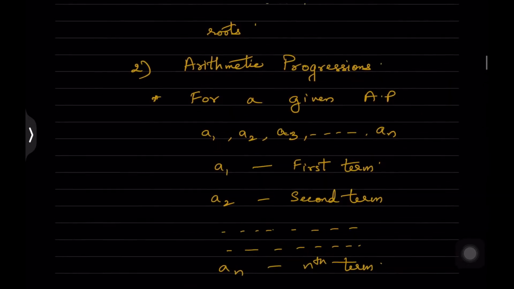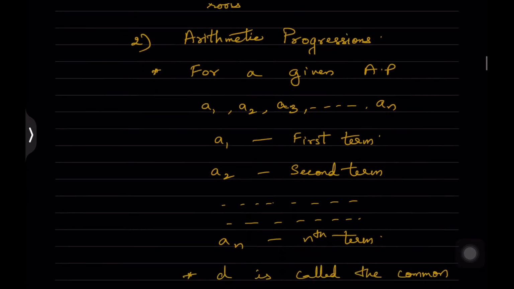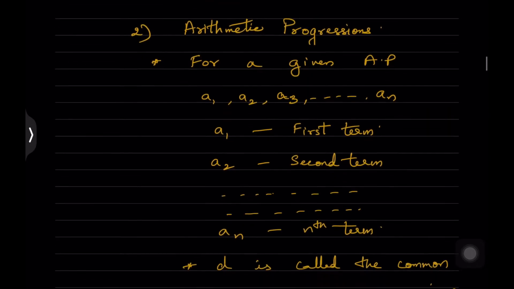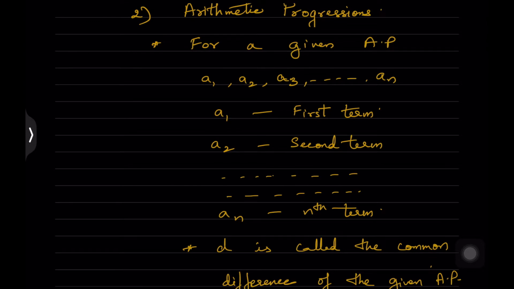Now the second chapter in this term 2 is arithmetic progression. What is an arithmetic progression, and what are the various important formulas? We'll just see. For a given AP, a1, a2, a3, and so on, an, a1 is called the first term, a2 is called the second term, and so on, an is called the nth term.